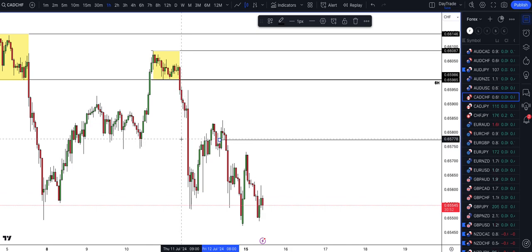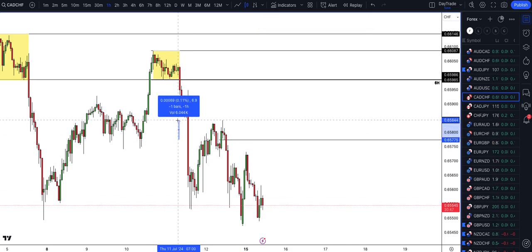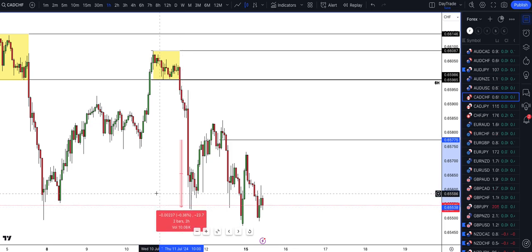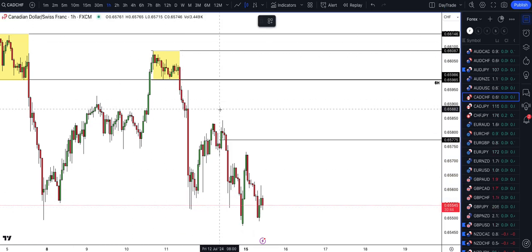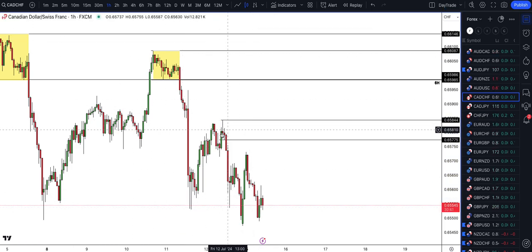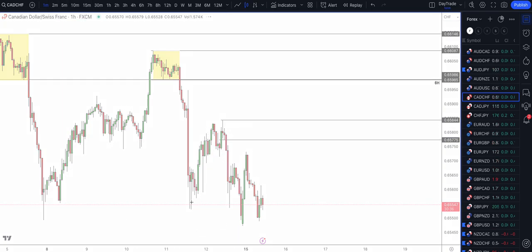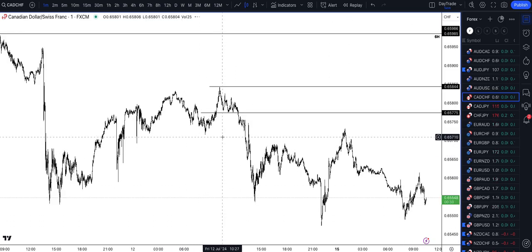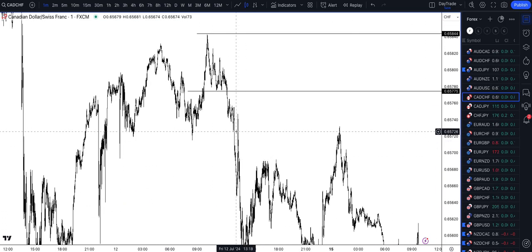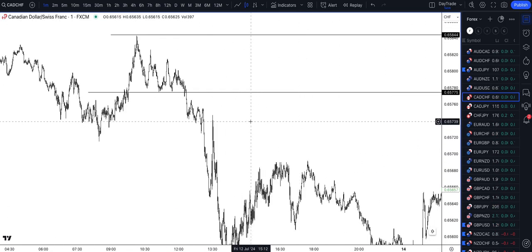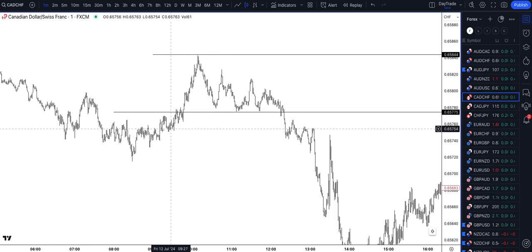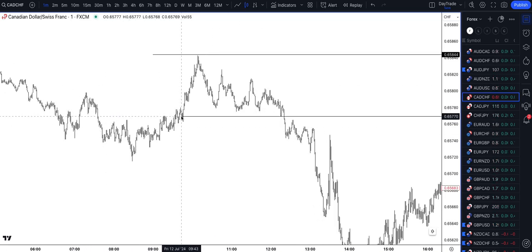Let me double check how far it's moved. Okay, and we'll go into the lower time frame. So got our early zone here, got our leg in candle, our base candles, and our leg out candles. Okay, so this is actually a nice looking zone, one that we will have a look at. Just tidy it up.